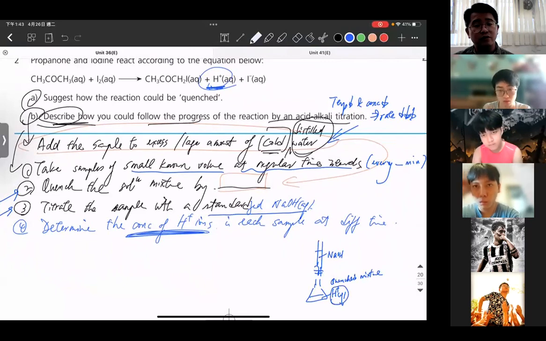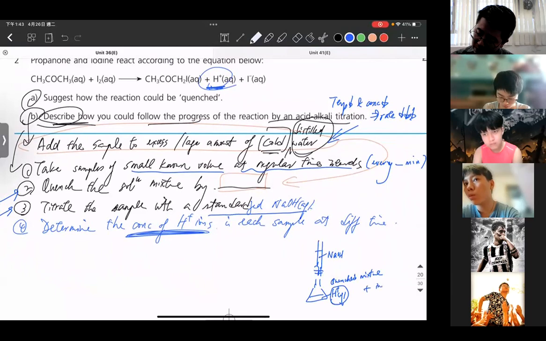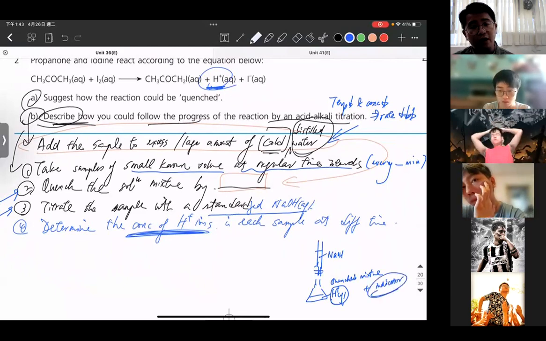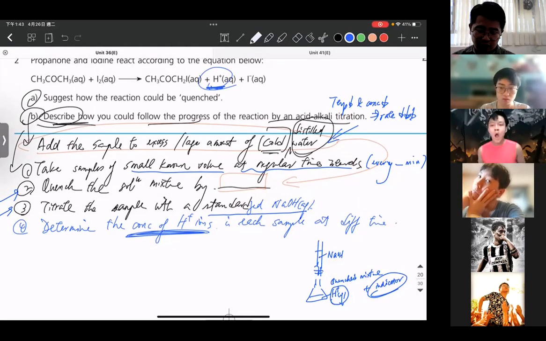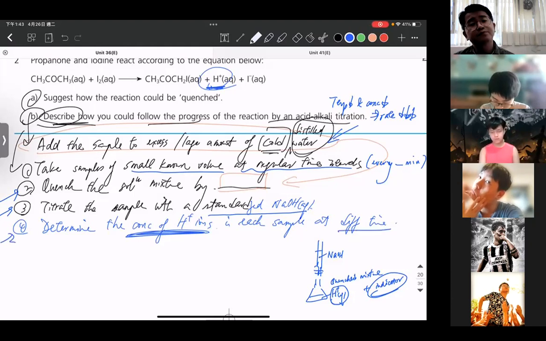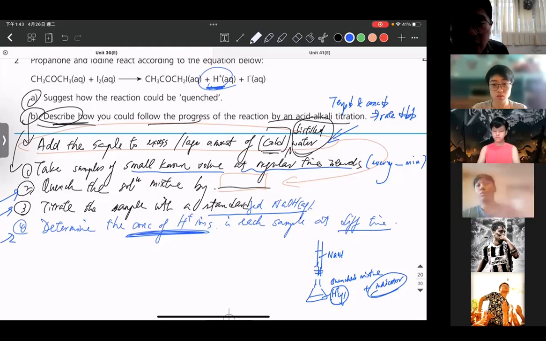And do the titration. Of course, somebody may think that I need to add the indicator. Yes, just tell me what indicator is needed, right? And finally, you can determine the hydrogen ion concentration of the sample at different times. Do you understand? Please copy it down. Any questions so far?